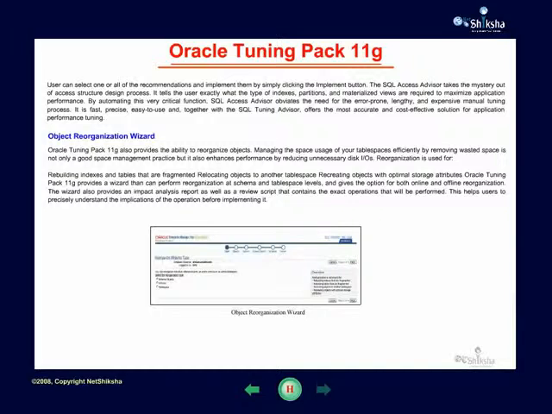Oracle Tuning Pack 11g provides a wizard that can perform reorganization at schema and tablespace levels, and gives the option for both online and offline reorganization. The wizard also provides an impact analysis report as well as a review script that contains the exact operations that will be performed. This helps users to precisely understand the impact of the operation before implementing it. It is shown in this figure.